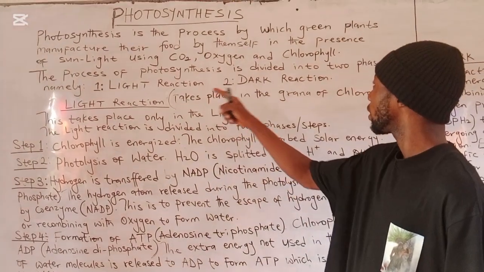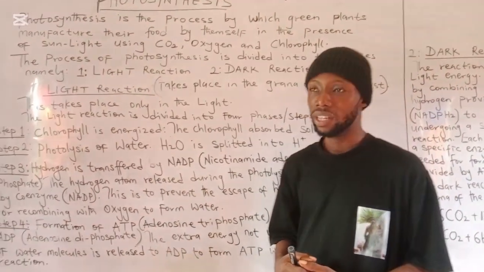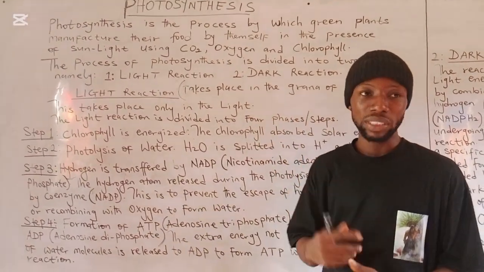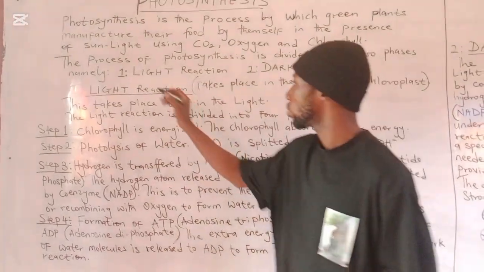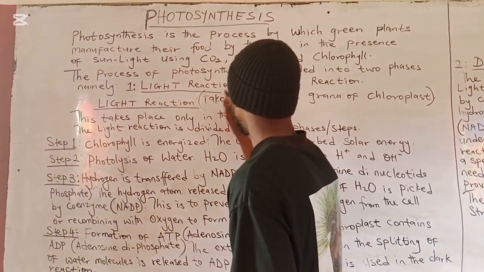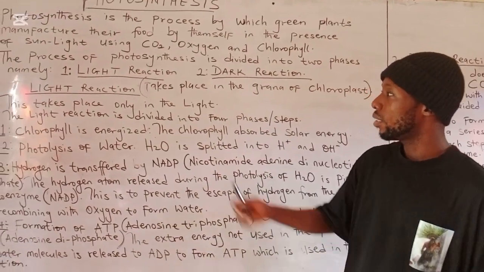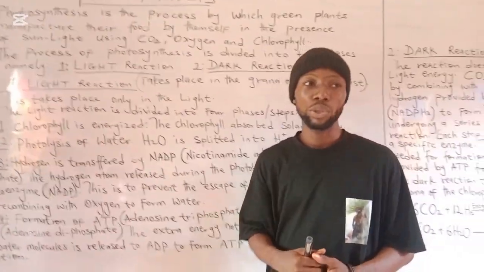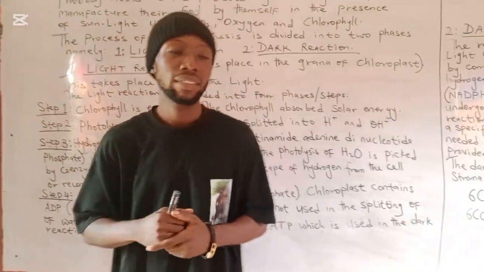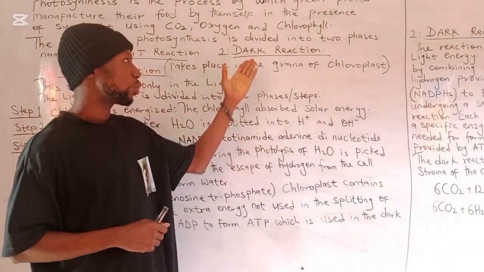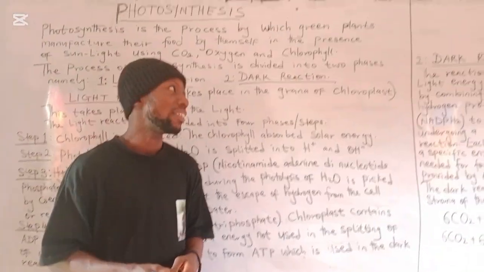And the process is divided into two different phases. These phases of photosynthesis are the light reaction and the dark reaction. This is called the light reaction because it occurs in the presence of sunlight, and the dark reaction occurs in the absence of sunlight.